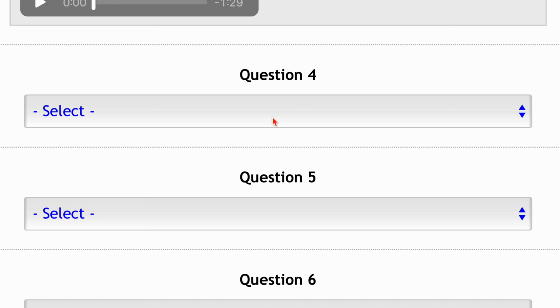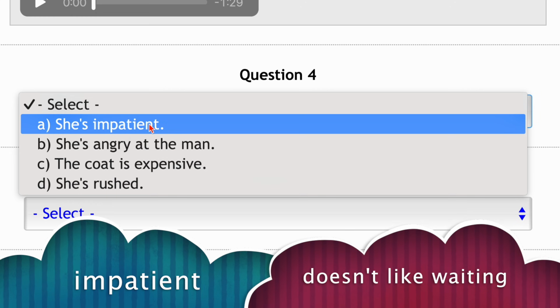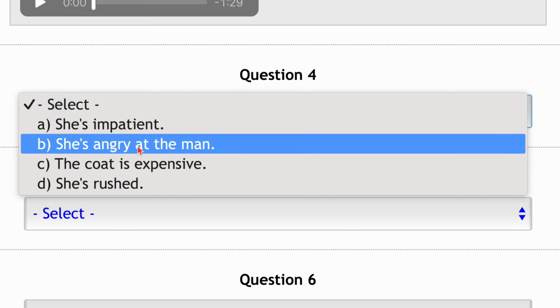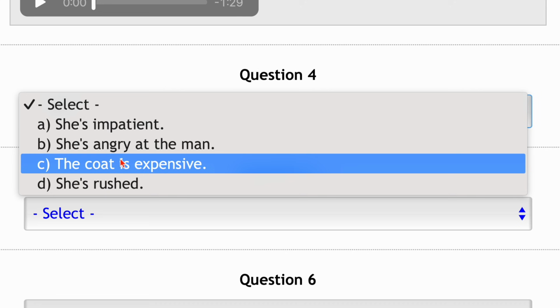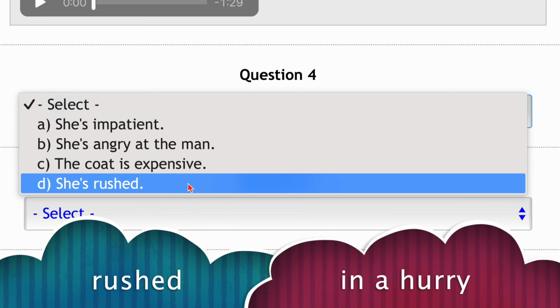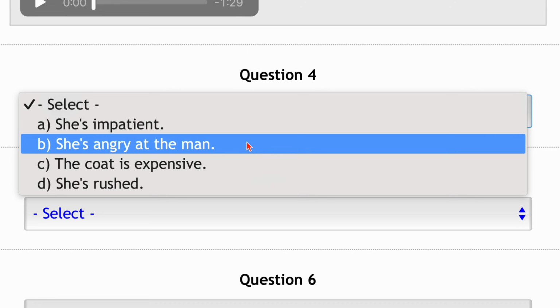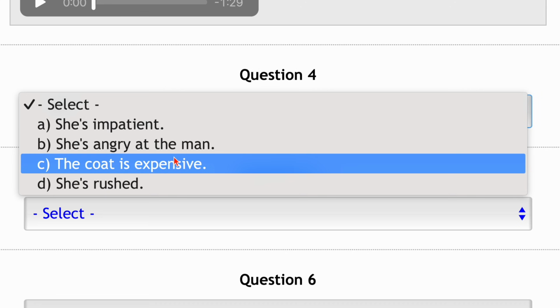So several things here. Impatient, doesn't want to wait. Maybe she's angry at the man. Maybe the coat is expensive. She didn't say anything about expensive. She said she liked it, so not C. She's rushed. She's in a hurry, rushed. So it doesn't seem like she's angry at the man. She's angry at the situation, not the man. And the main reason why she's asking for the coat quickly and doesn't seem like she can wait is because she said she already called a cab.